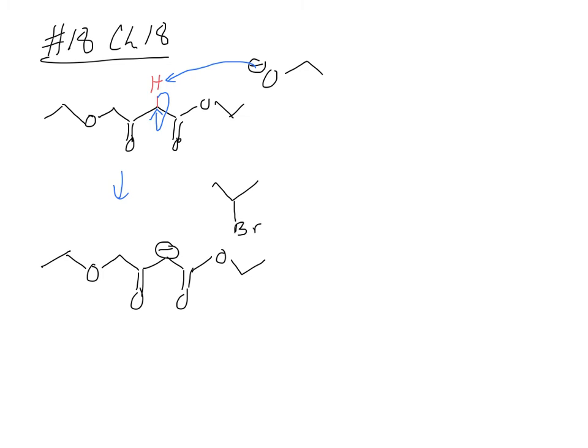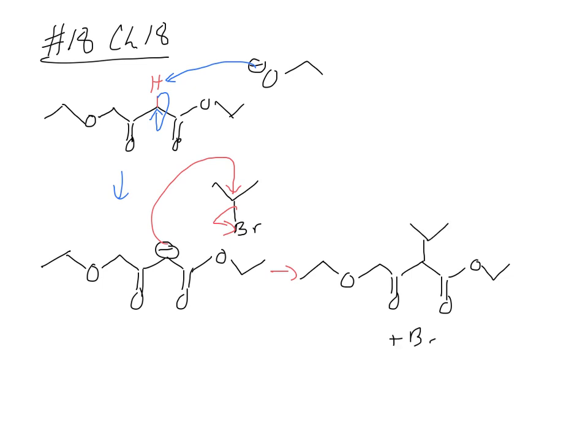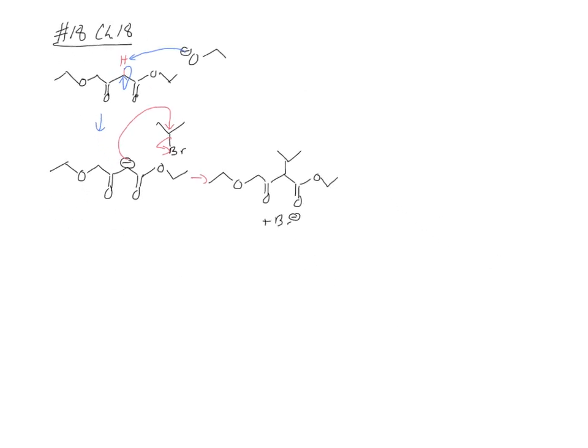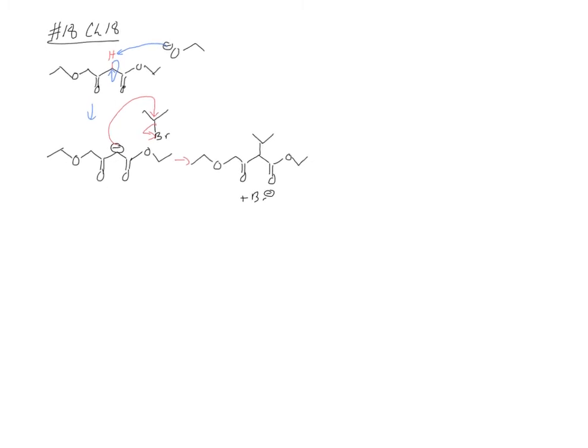Now we add in an electrophile. We add in the alkyl halide, that's the electrophile. Simple SN2 reaction. Plus Br minus. Everybody with me so far? No big deal? Let me shrink this down a little bit for me. Now what are we going to do with this?